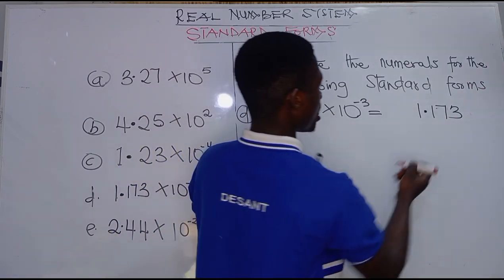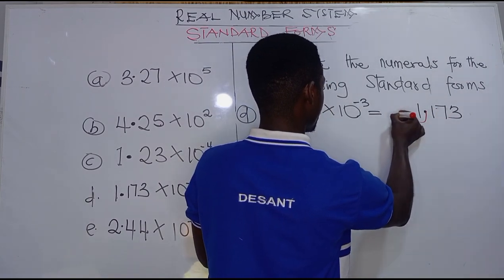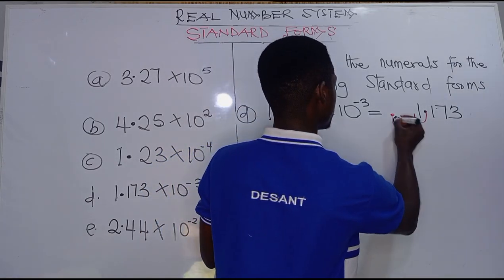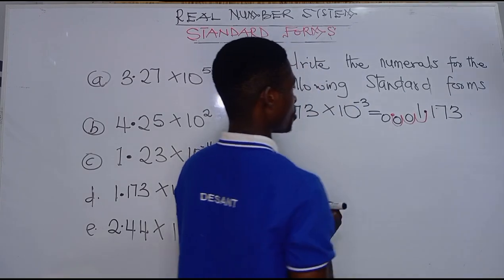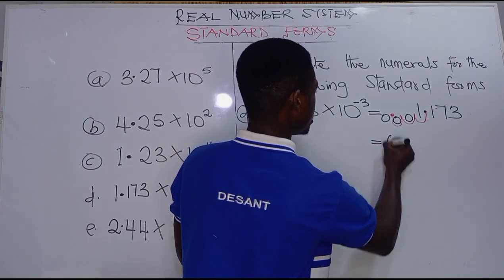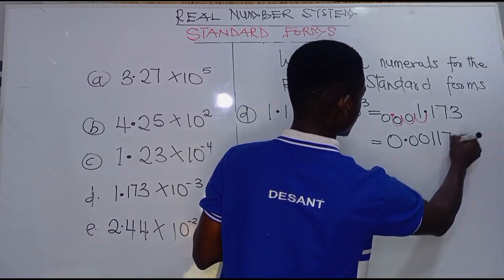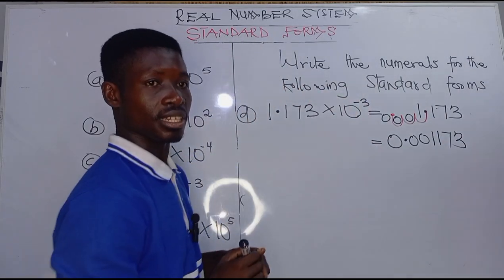So we have 1, 2, and then 3. So our decimal point is here. And then we fill each gap with 0. So we have 0, and then 0. And then in front of the decimal point, we have 0. So our number becomes 0.001173. And this is the number for this very standard form.